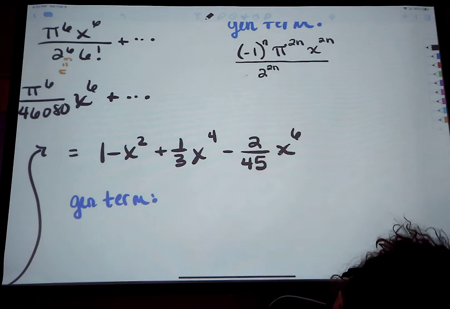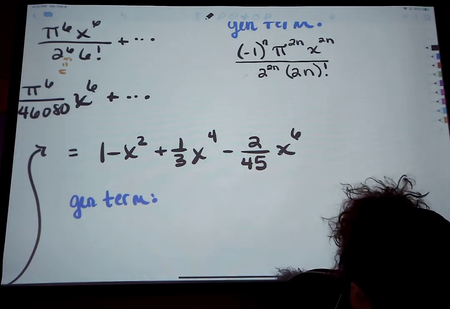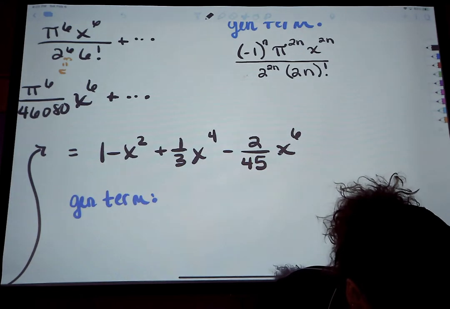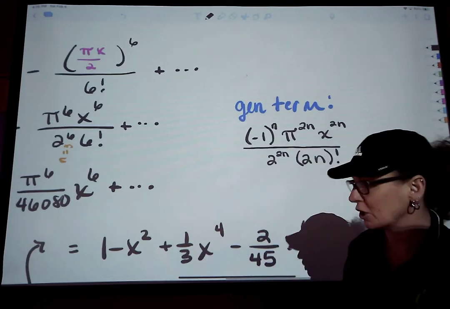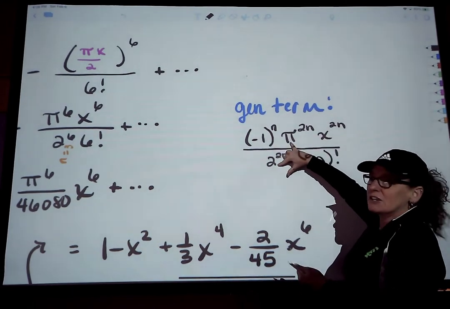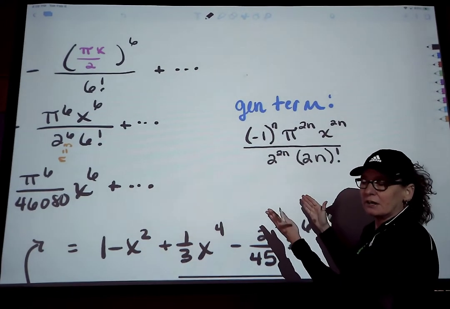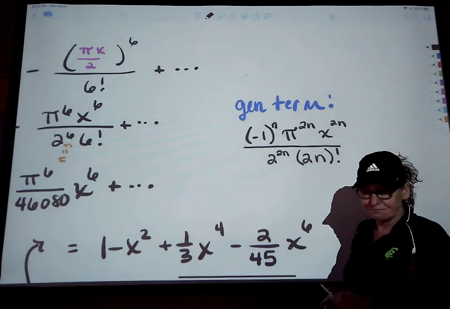And I need 2n factorial. There we go. That's my general term. And yes, in fact, all three of these, you could have put in their own little fraction and said that the whole fraction is to the 2n power. That would work too.